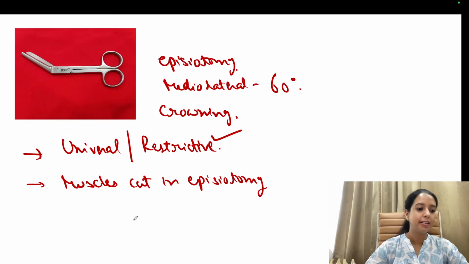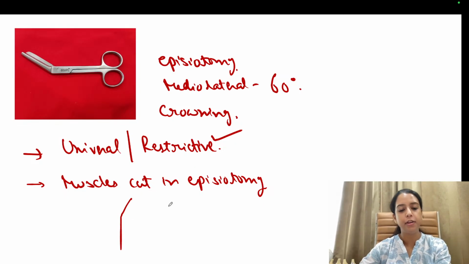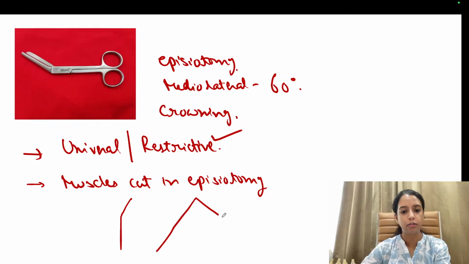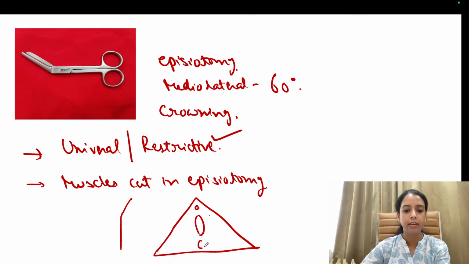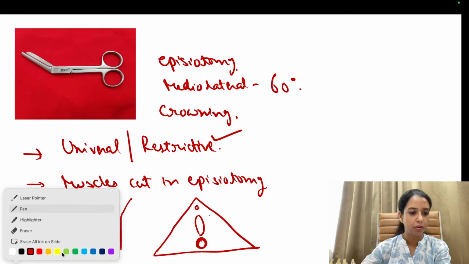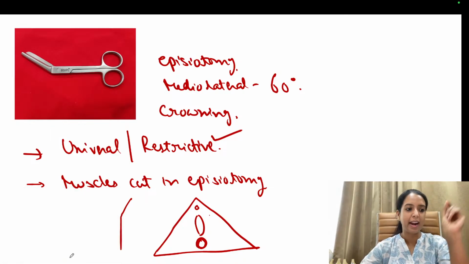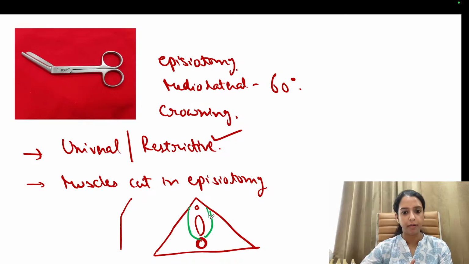What are the muscles cut in episiotomy? Good. So muscles cut in episiotomy are very, very frequently asked. So I explain it like this. This is your perineum. This is the urethra, this is the vagina, and this is the anal canal. Okay. Now let's see the muscles which are cut in episiotomy. If someone can write the names of the muscles which are cut, that'll be really good.